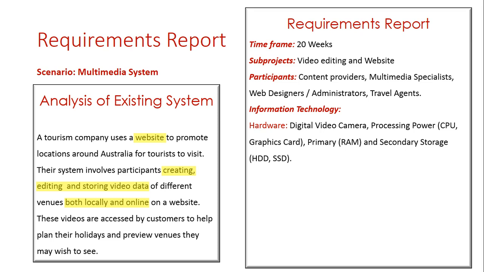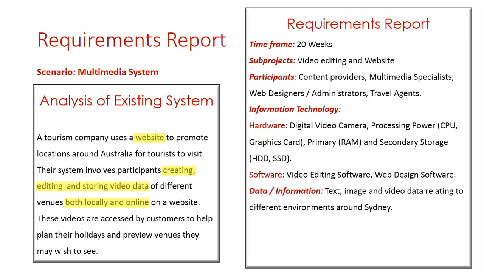Okay, we need good primary storage so that we can actually edit these videos while they're live, okay, and that consumes a lot of RAM. But we also need a lot of secondary storage in the form of hard disk drive or solid state drive, because these videos are stored both locally and online. So we need to make sure that's factored in with our system. Software we'll need is basically video editing software and web design software for editing the videos and for the creation of our website.